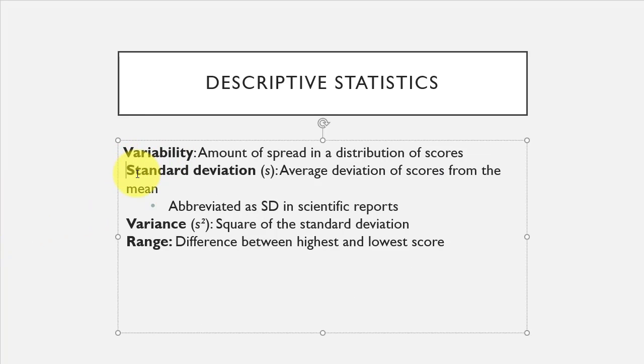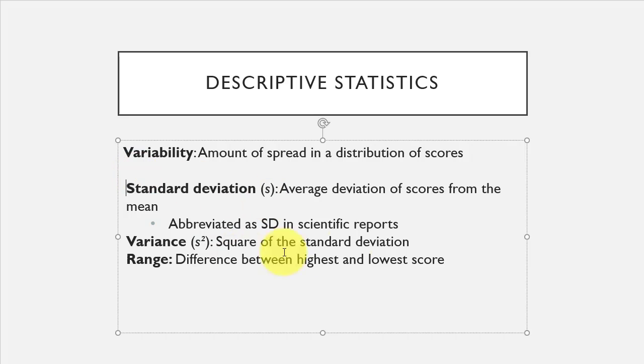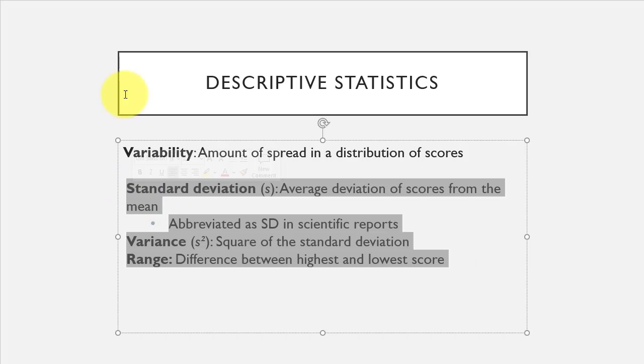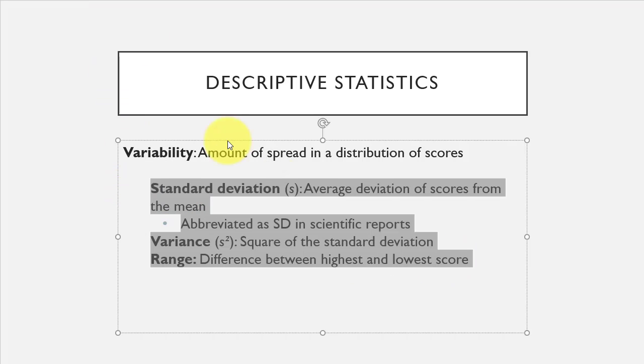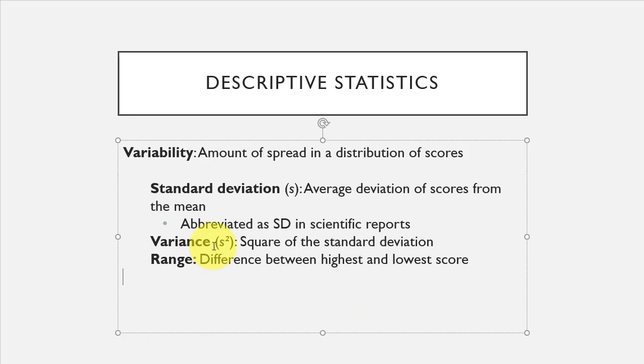Same thing with variability. We have standard deviation, variance, and range. Range is technically a part of variability, even though we kind of consider it something different. So standard deviation, again, is the average amount of spread that a group of scores has. So just keep that in mind. I'm not going to, again, go over this too much.